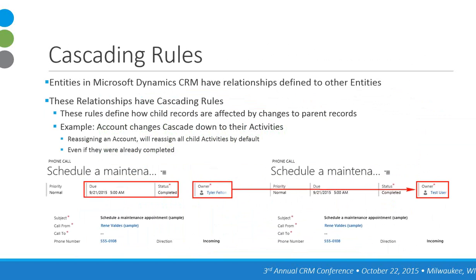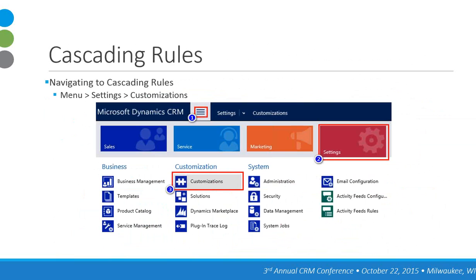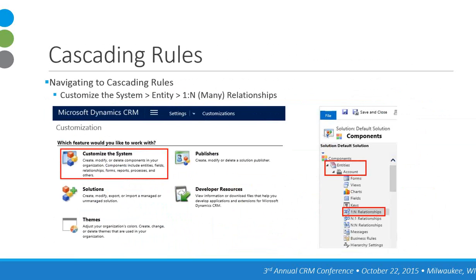Where that may be a little weird is even if those activities were completed by another user, so they're marked complete, they're closed and inactive, even in that situation when you reassign the account, it will still reassign those closed activities, and we may not want that. So to take a look at these cascading rules, we'll navigate to the menu, Settings, Customizations, Customize the System, and drill down to the entity where we want to look for the relationship and these rules. In this situation, we're going to look at one-to-N relationships on the account, or one-to-many.